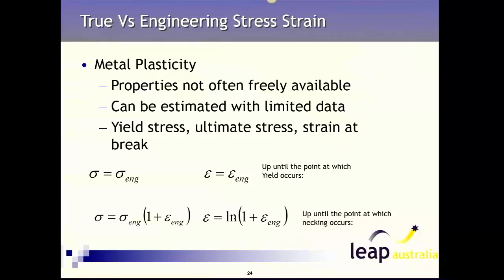Okay, so the material properties for metal plasticity. Often you can get very basic data. Sometimes you can get tensile test results or tensile test data. Tensile test data is normally given in engineering stress and engineering strain. Up until the point where the specimen necks, we can have conversions from engineering stress to true stress and engineering strain to true strain. When we input material properties into the software, ANSYS automatically understands that the material properties are true stress, true strain. So you have to convert them.